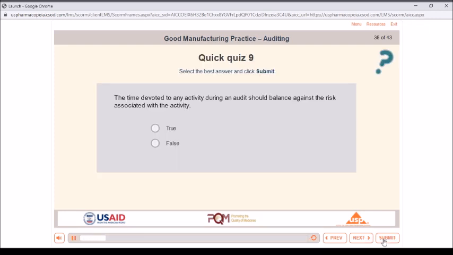Quick Quiz 9. Select the best answer and click Submit. The time devoted to any activity during an audit should balance against the risk associated with the activity. True, false.